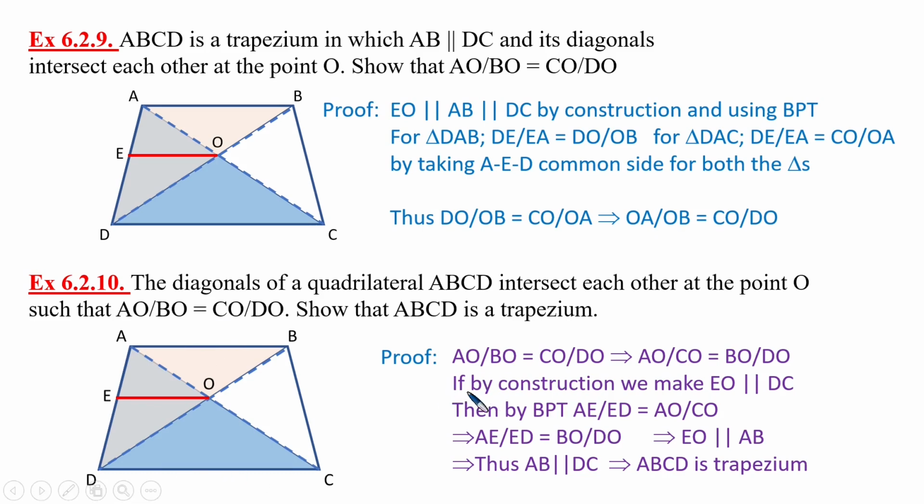So this is what I have written here: by construction we make EO parallel to DC. Then by BPT I can write AE by ED is equal to AO by CO, and AO by CO is equal to BO by DO, which is given to us. So now we can say that AE by ED is equal to BO by DO, which I have written here. If this condition is true, then the constructed line has to be parallel to AB. Thus, AB is parallel to DC, because by construction we took the line parallel to DC, and now we have proved that because of this condition, this line is parallel to AB. Is it clear? You go through it, it is very simple.